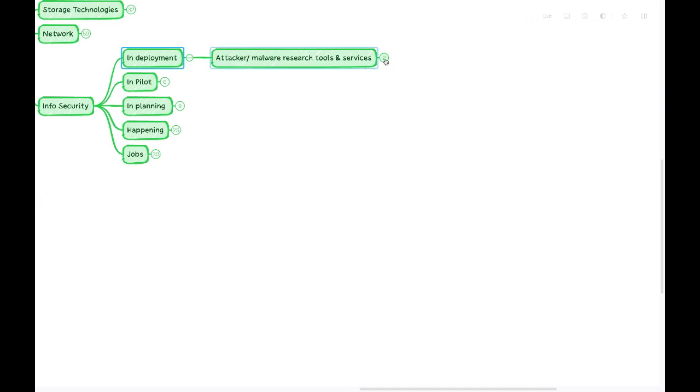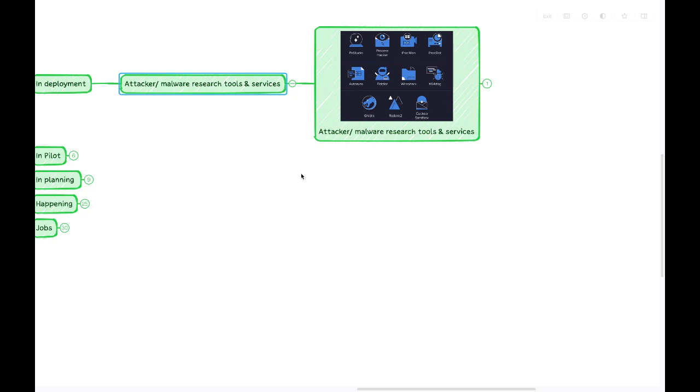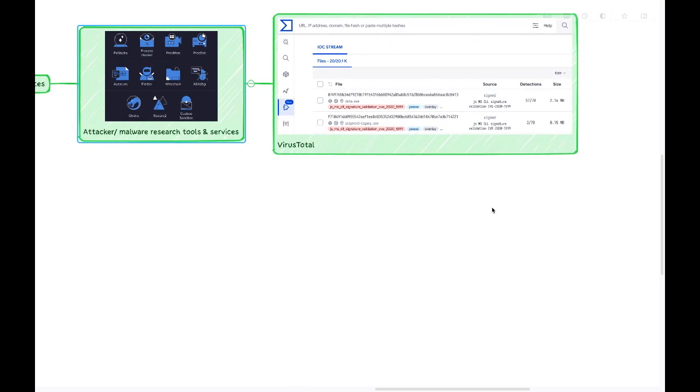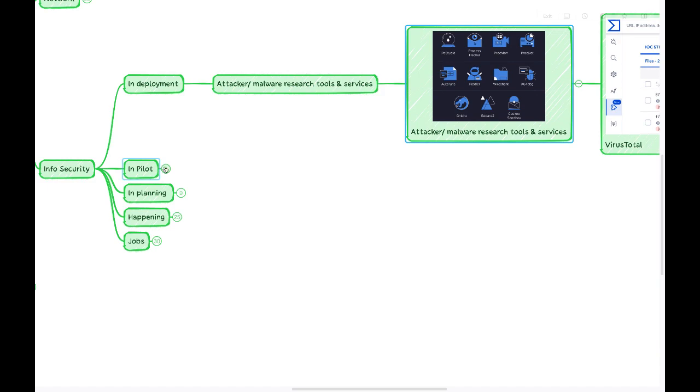In deployment, malware research tools and services. These tools and services are used by cybersecurity professionals to analyze and understand the behavior of attackers and malware. One example is VirusTotal, a web service that allows users to upload and scan files and URLs for potential malware.